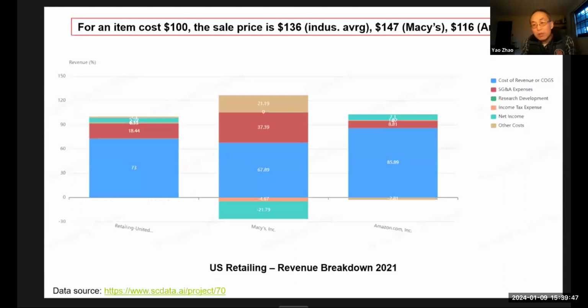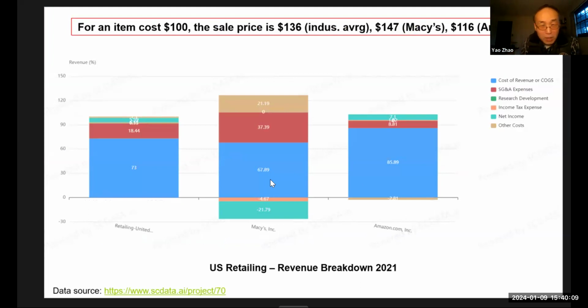Here I'm going to use another example. The same observation applies to Amazon versus Walmart as well, but I'm going to use the example of Amazon versus Macy's. Macy's is called America's department store, and it has existed for about 160 years. Amazon maybe just 20 years at most.